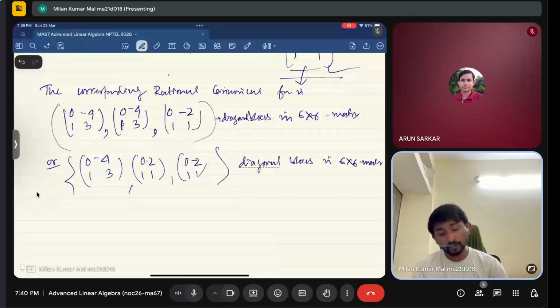So either the repetition will be for this or the repetition will be for this, because I need the 6 cross 6 matrix. That is the target. So is it clear? I don't know. This is a little tricky.